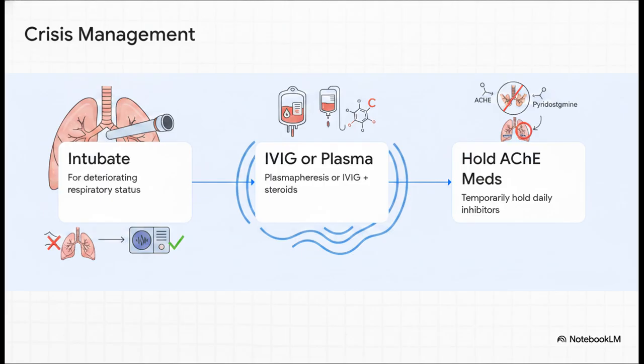Have a very low threshold for respiratory monitoring and intubate immediately if their respiratory status deteriorates. Then, hit them with rapid-acting immunotherapies like IVIG or plasmapheresis, along with corticosteroids. And here is a huge step to remember. Once they are intubated, you must temporarily hold their daily acetylcholinesterase inhibitors, like pyridostigmine. Why? Because it reduces excess airway secretions and minimizes their aspiration risk.